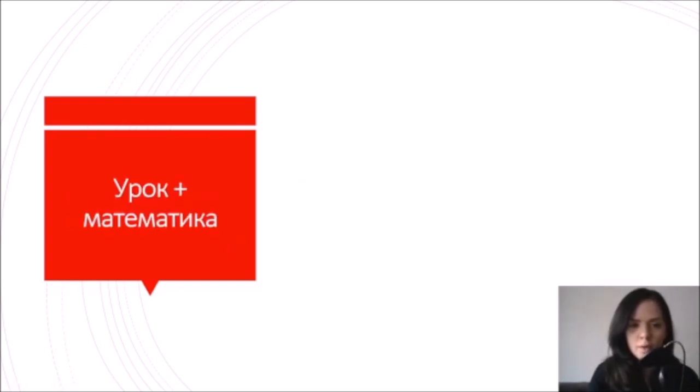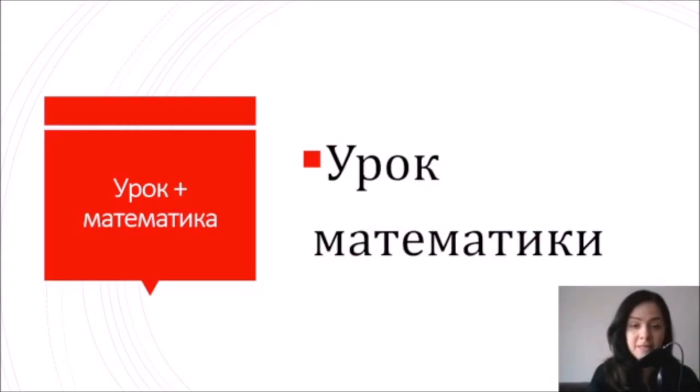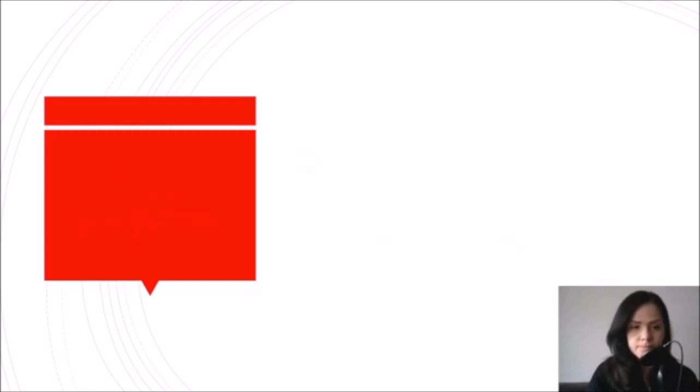Next one, урок, математика. Урок means class and математика, as you guessed, means mathematics. So the lesson of mathematics, or the class of mathematics, or just maths class, as we would say in English, in Ukrainian will be урок математики. Математика in the genitive is математики. Урок математики means a class of math or just a maths class.